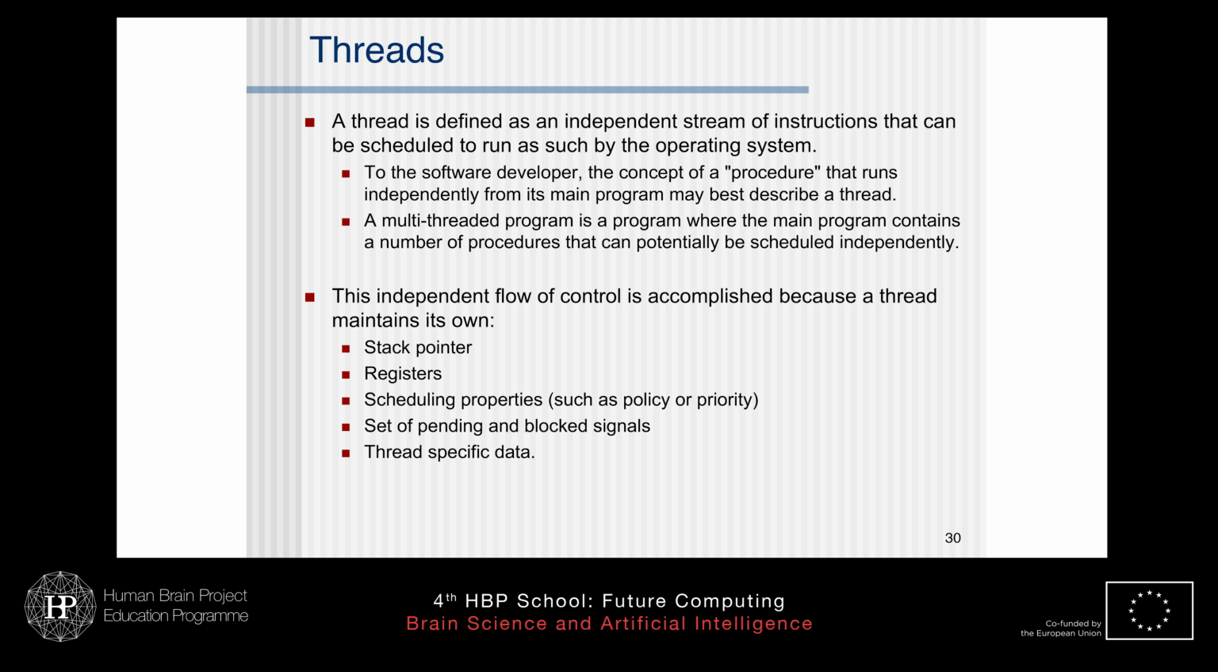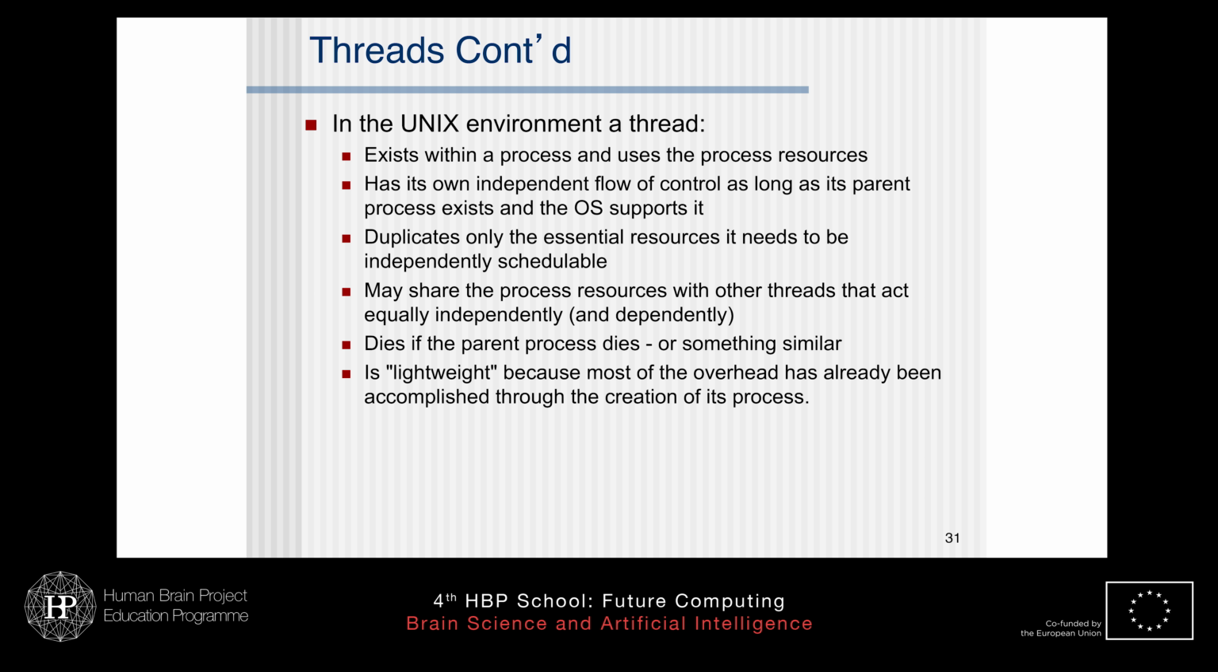Basically, your main program contains a number of procedures that can potentially be scheduled independently. So in the most fundamental way, thread programming is task parallel programming. You identify a function that you execute in parallel with everything else going on. And there is an independent flow of control in this thread because you have your own stack pointers, your own registers, your own signals, and thread-specific data.